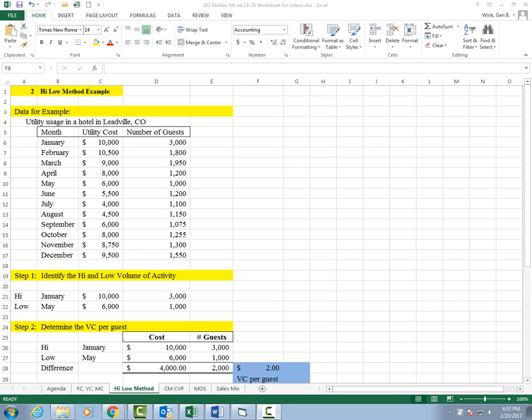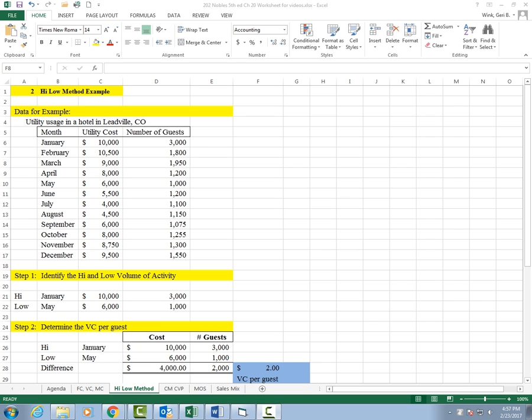Okay, so when we're doing the high-low method, what we're doing is we're separating mixed cost into fixed and variable components. So the first thing you're going to do is get your data. So I just kind of made up a year's worth of utility cost. I have no idea if they're even close to correct, okay? I just made them up.